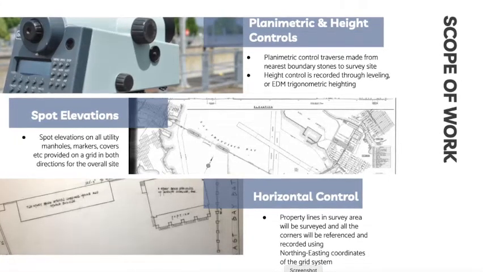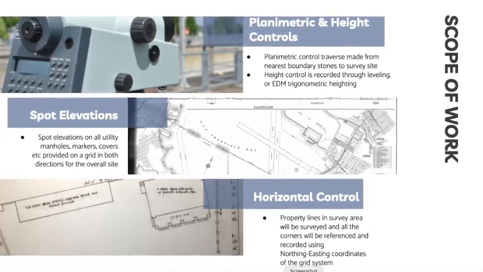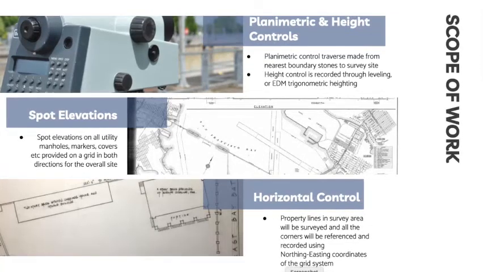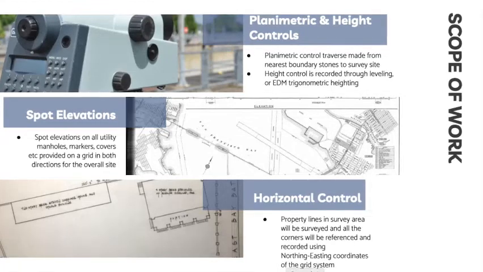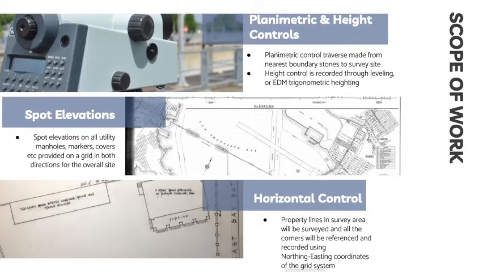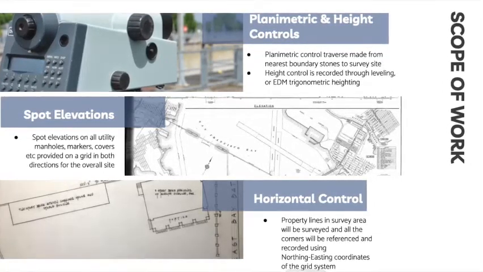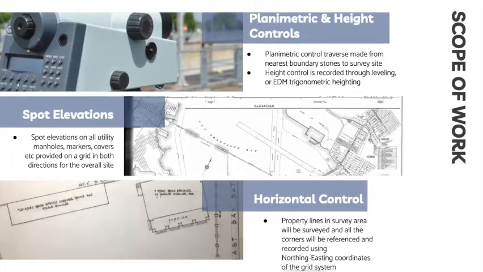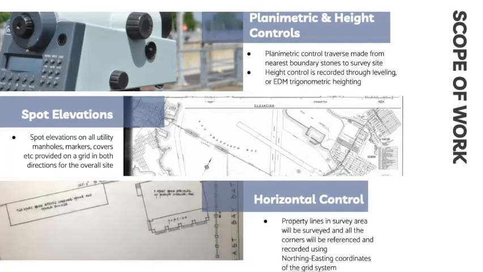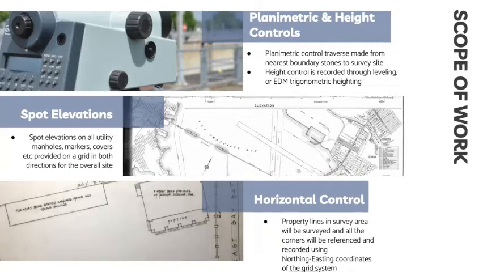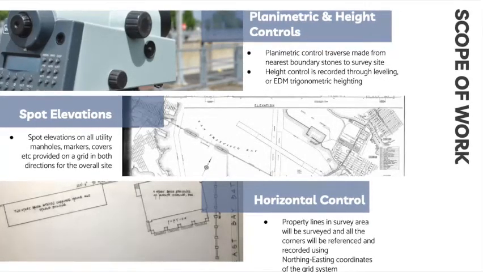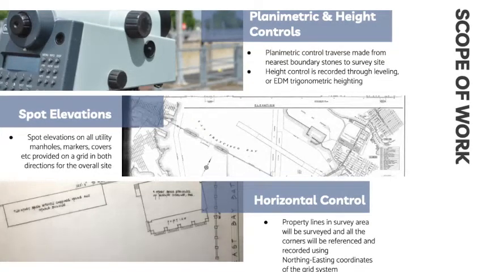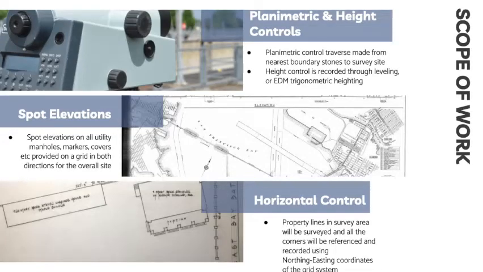For the horizontal control, the property lines that are within the survey area shall be surveyed and all of the corners of the areas shall be referenced and recorded. These corners of the property are located using the northing and easting coordinates of the grid system. All of the angles, distances, and curve information will then be recorded as well. In the final plan drawings, the exact overall area of the plots will then be included in square meters, and the location including the width, angles, and property lines passing through or adjacent to the final survey area.